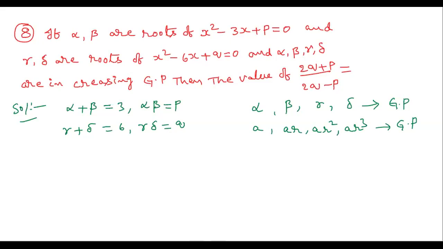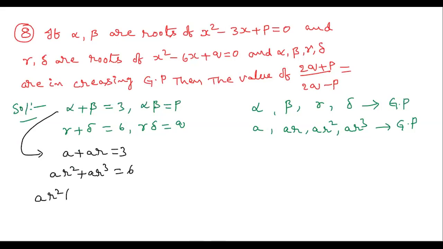First, observe here, alpha plus beta is equal to 3. That means A plus AR is equal to 3. And gamma plus delta, also observe that AR square plus AR cube is equal to 6. Now observe here, both we can divide. Now first I am writing the second equation.